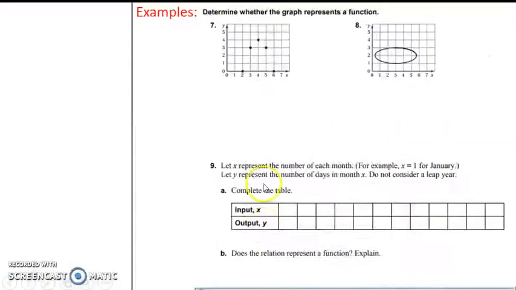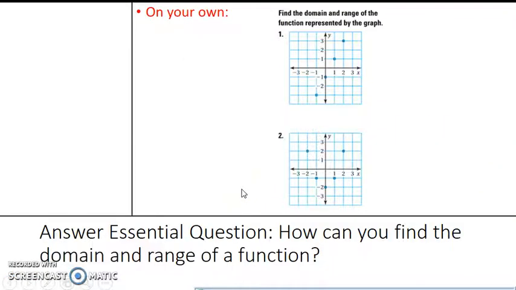All right, let's go ahead and go to our on your own problems. Find the domain and range of numbers 1 and number 2. Pause the video and come back when you're ready to check your answers.